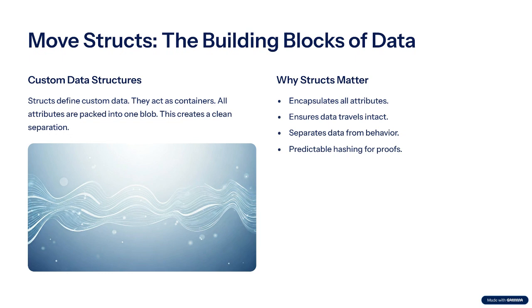In Move, a struct is the building block for all custom data. Think of it as a labeled container that travels through functions intact. Whereas Solidity pushes you toward loose parallel arrays, a struct lets you pack every attribute of a concept, say a user profile, into one serialized blob. Because a struct carries no methods, logic stays in the module, creating a clean separation between data and behavior.